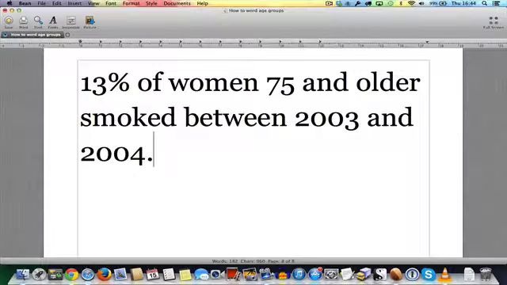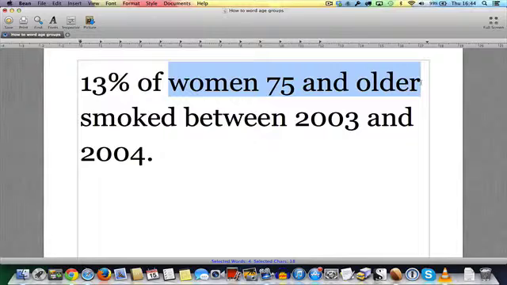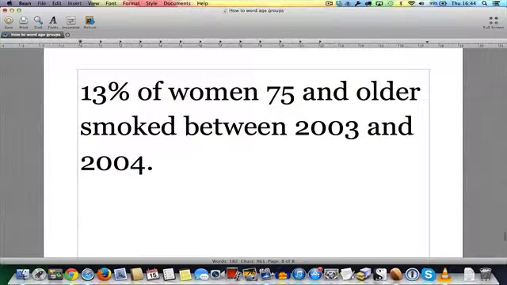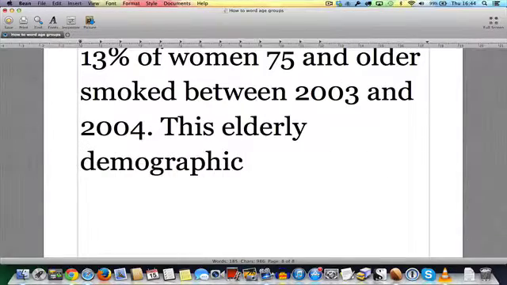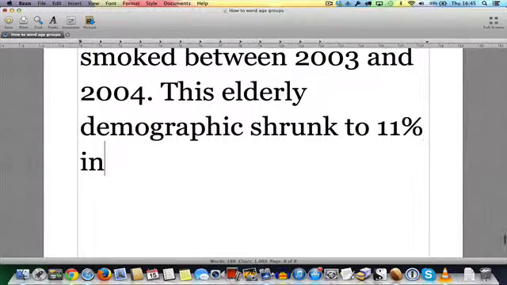Now, I could use the word elderly in the next sentence if I connect it back to the sentence prior. So here we've already stated that we're talking about women 75 and older. Okay, so I might say I could continue talking about this group by referencing this elderly demographic shrunk to 11% in 2005.